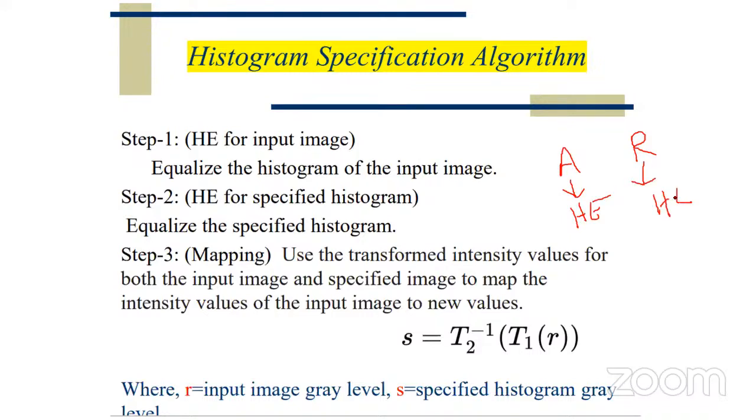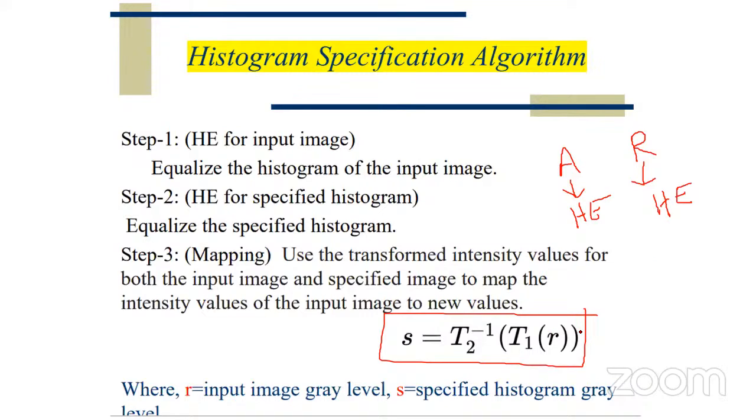We know clearly what histogram equalization for contrast enhancement is, with the algorithm, numeric example, and MATLAB code execution for gray level and color images. We have discussed many examples in detail. Now we apply histogram equalization for A, the input image, as well as for the target or reference image. After that we go for the inverse transformation like this: S equals T2 inverse of T1 of R.